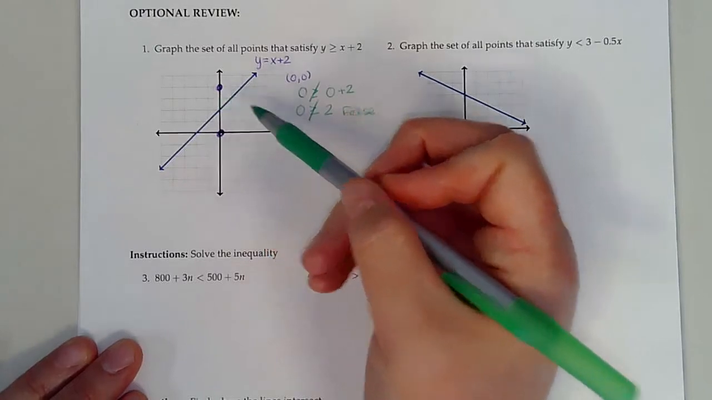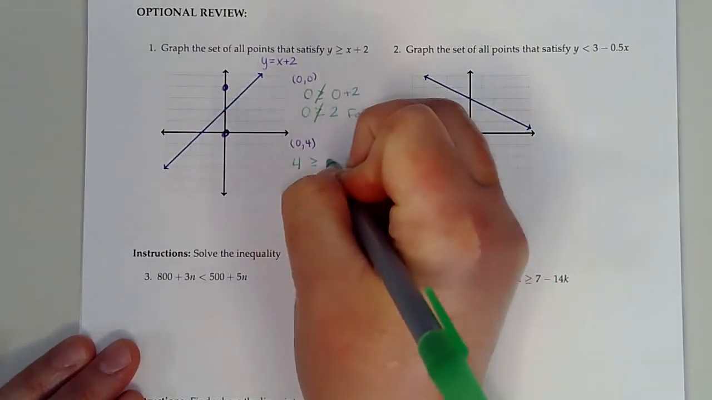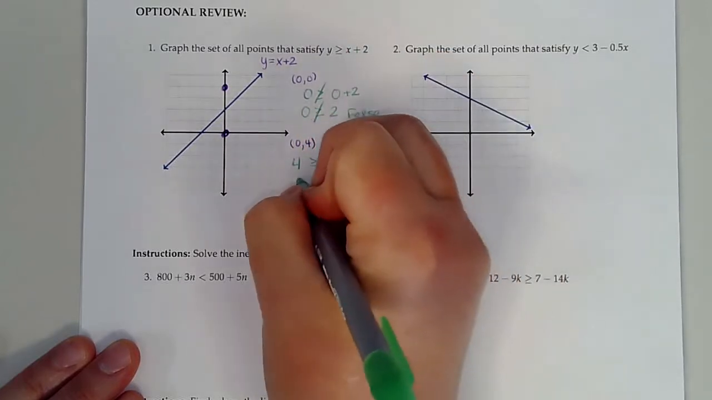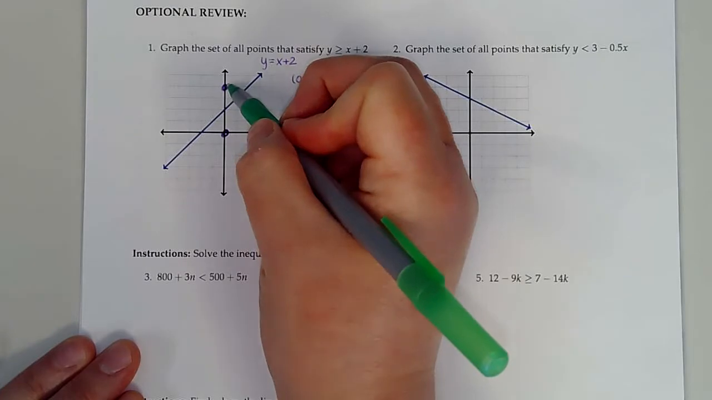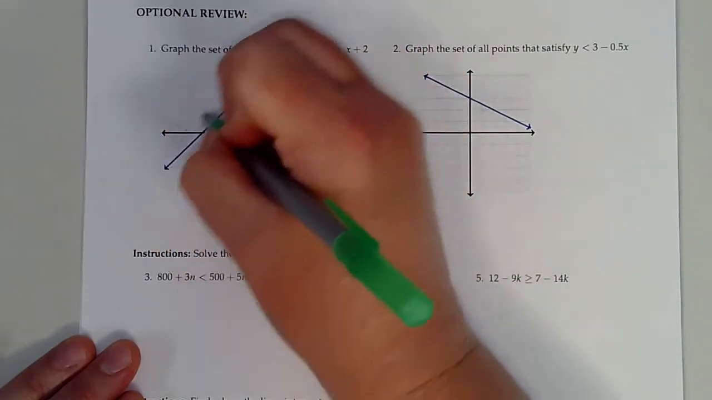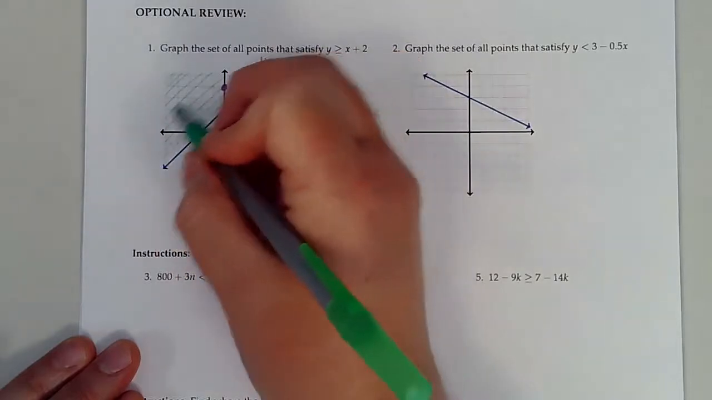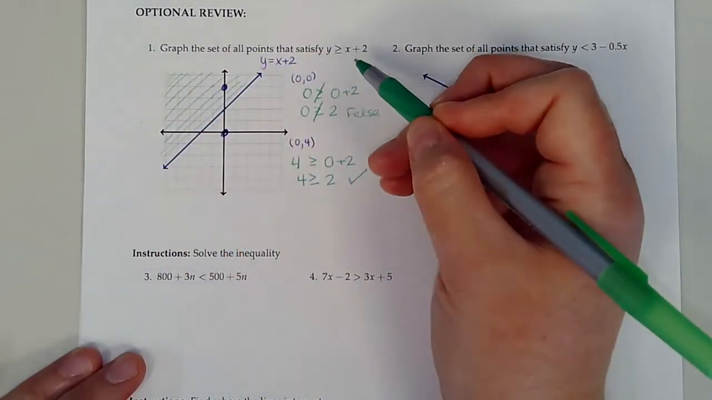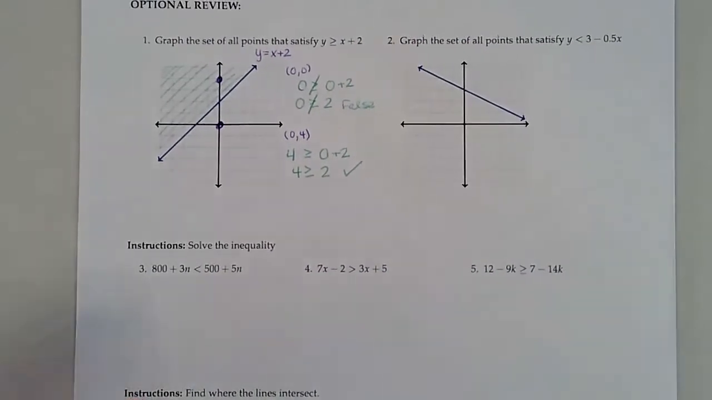So I have a point on the other side. So y is 4 here. We're looking at, is that greater than or equal to 0 plus 2? So I plug 0 in for x. And 4 is in fact greater than 2. So that would say that this side here is going to hold true. So we'll shade that side in. So this is the set, any point that's in this shaded area will make this statement true.